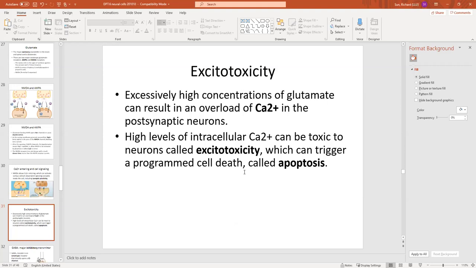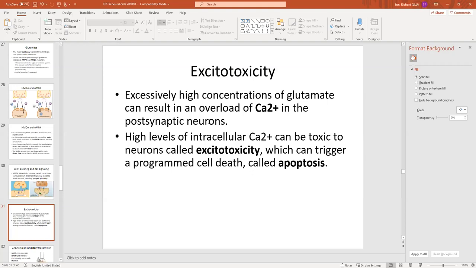This overexcitation usually happens in pathological conditions. It's not that overusing your brain could cause excitotoxicity. It's not like that. It's usually ischemia, stroke, or epilepsy, the random firing of the signal in the brain. Epilepsy can cause that.